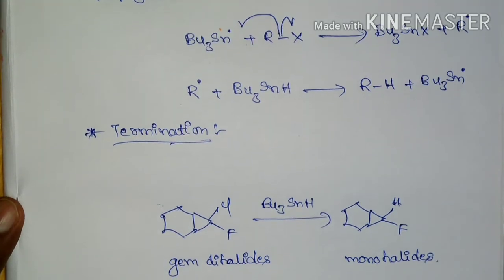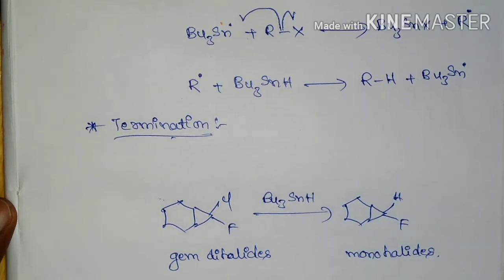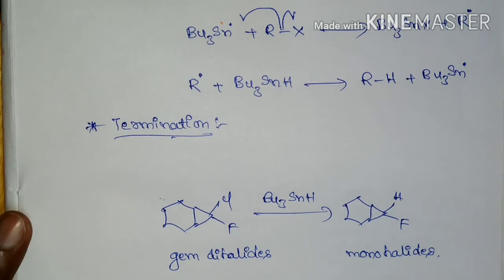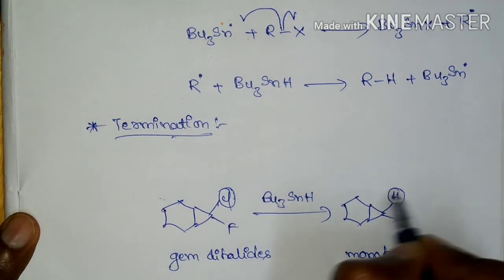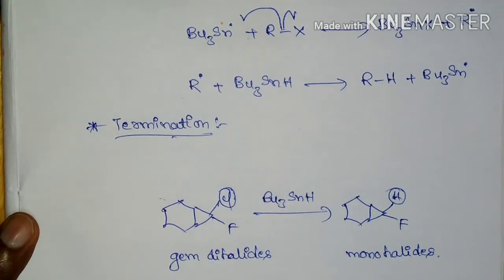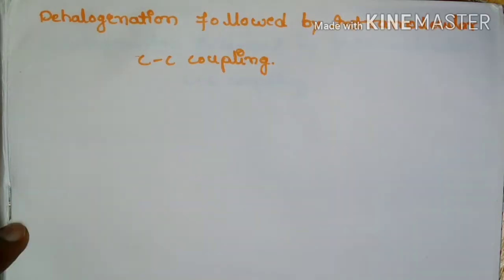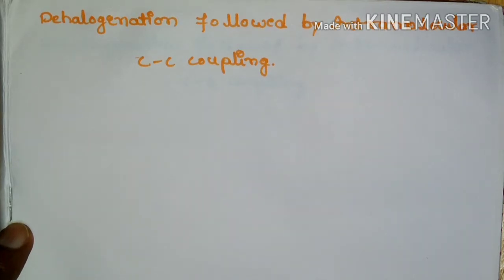So this is one of the important things with tributyl tin hydride. If we have gem dihalides and they are treated with tributyl tin hydride, then it is going to do partial dehalogenation. That is, here the chloro group has been replaced by a hydrogen atom. And the second application of tributyl tin hydride is dehalogenation followed by intramolecular CC coupling.